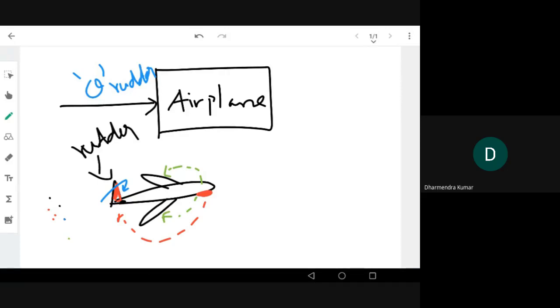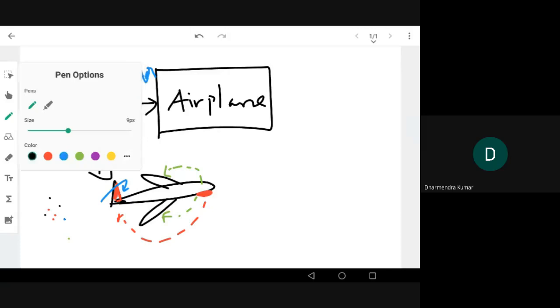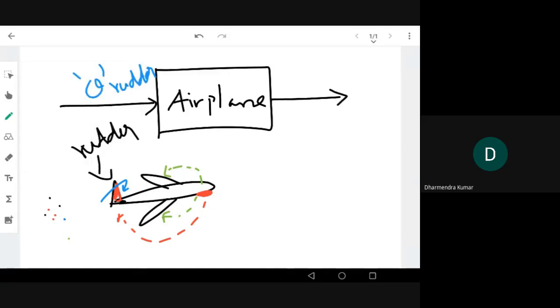Now, what is the output here? The output in the airplane model is the direction in which the airplane is turning, right? So which direction is your airplane going to change? That is the direction, right? We can measure it in an angle, theta, or maybe phi may be the angle. So this output is phi: how much angle the airplane is rotating, or the angle turned by the airplane.